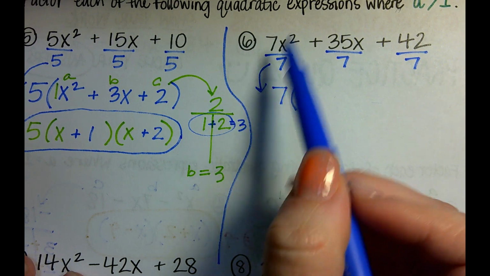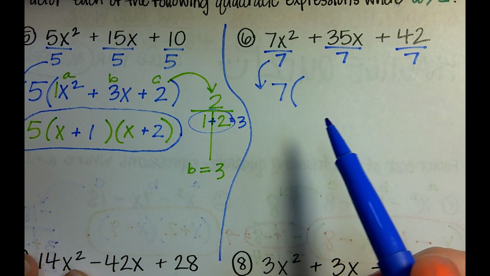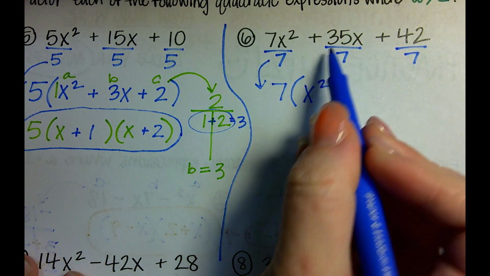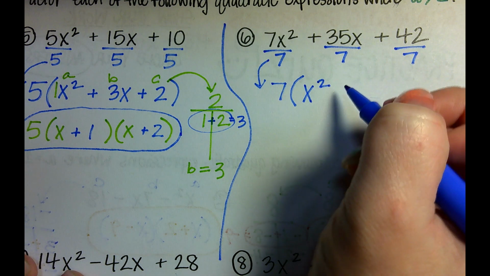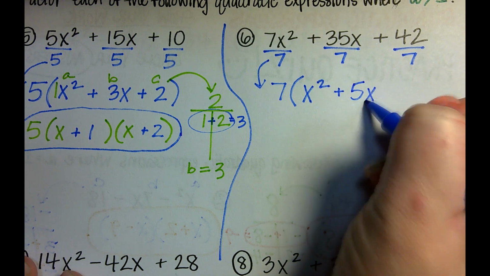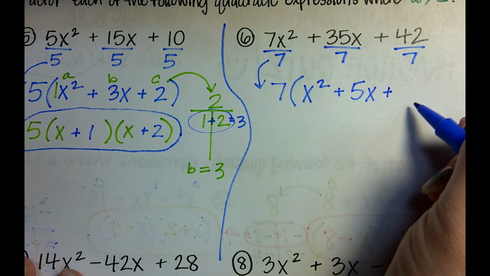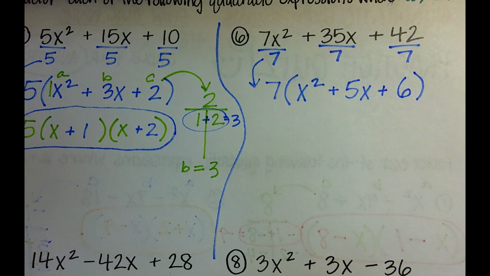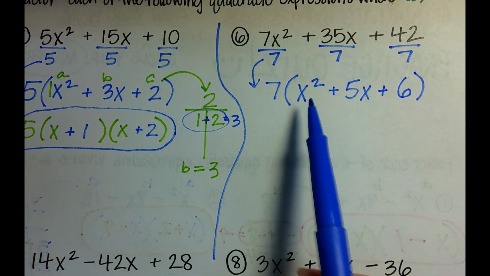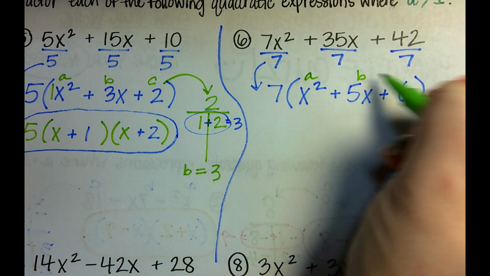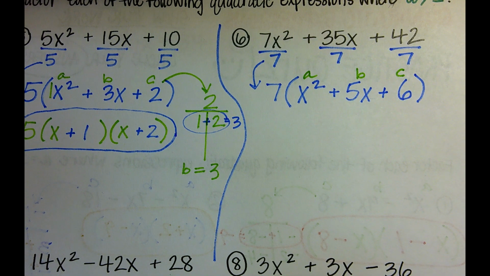So, 7x squared divided by 7, what does that become? X squared. 35x divided by 7, 5x, plus 42 divided by 7, 6. Good. And now we have an a that equals 1. So there's A, B, and C.